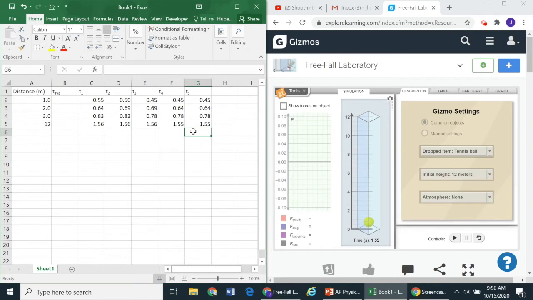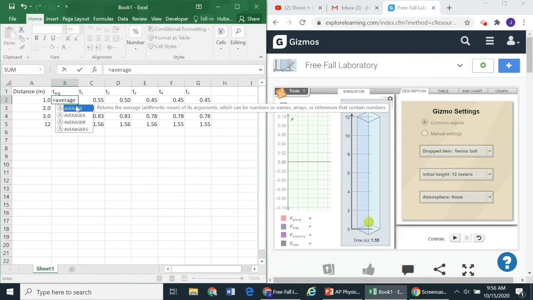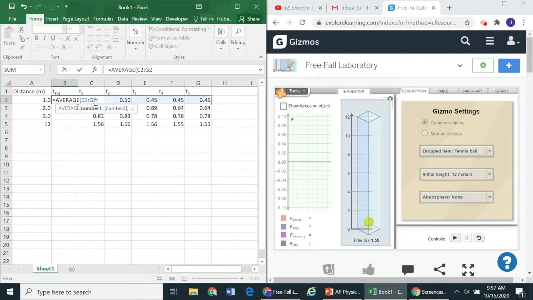Okay, so now to average these numbers together here, I'm just going to put in the average formula. Oh, it's covered up my thing. So C2 to G2. And boom, now I've got an average. I drag it down like that. Boom, now I've got an average for all of them.